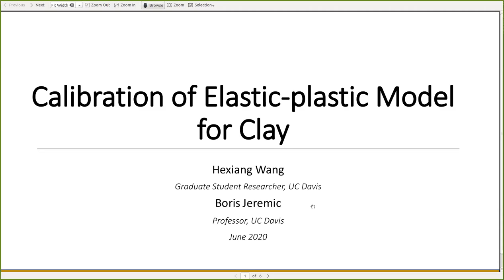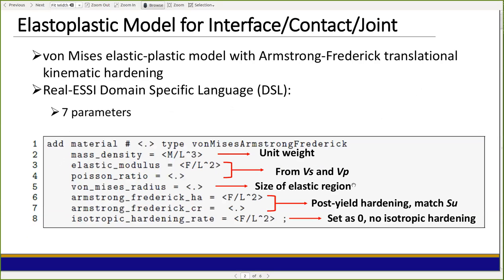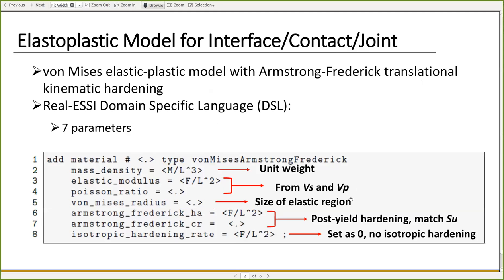We already talked about the elastoplastic model that we can use to model the behavior of the clay. In this presentation, I'm going to talk about how we calibrate the parameters for those elastoplastic models. As we mentioned before, we can use the Mises elastoplastic model with Armstrong-Frederick translational kinematic hardening to model the behavior of the clay. And we have 7 parameters for this model.